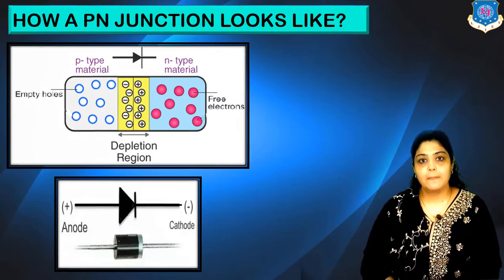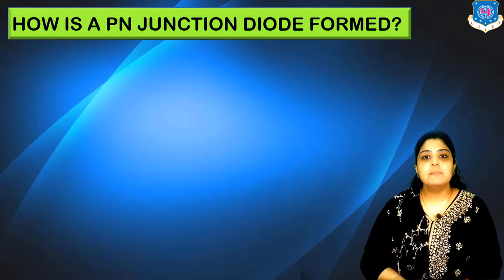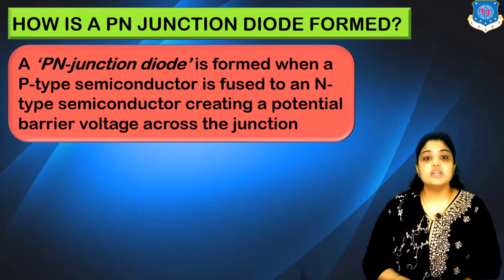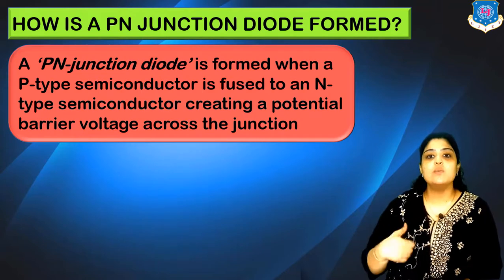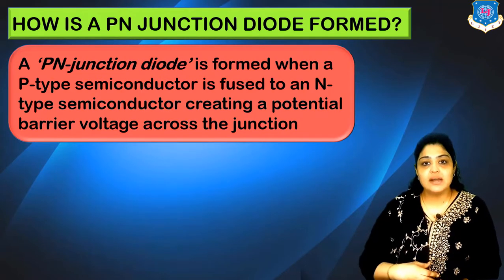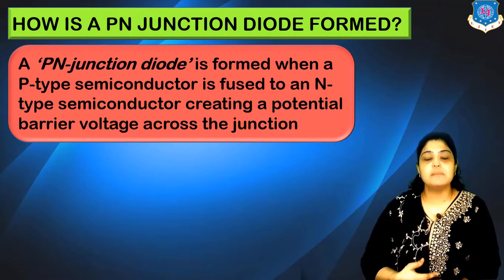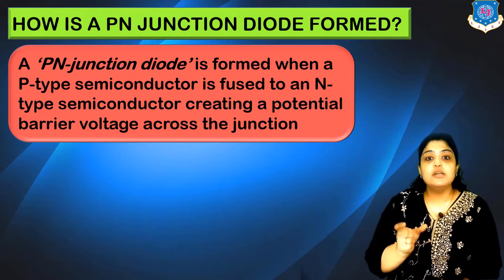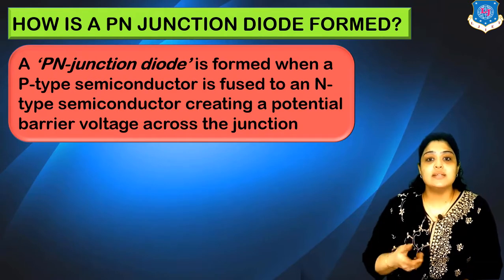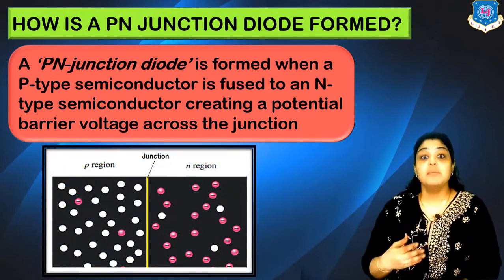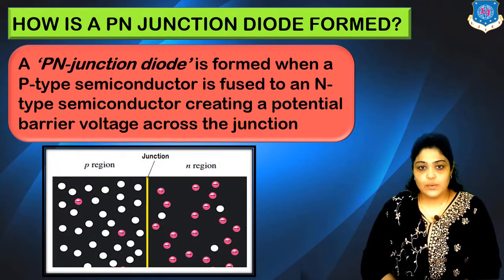Moving ahead, how is a PN junction diode formed? So we have seen how a PN junction diode looks like. Now let's see how it is formed. A PN junction diode is formed when a p-type semiconductor is fused to an n-type semiconductor, thereby creating a potential barrier in between, and this potential barrier is nothing but the depletion layer. Let's see with the help of a diagram how exactly a PN junction diode is formed.